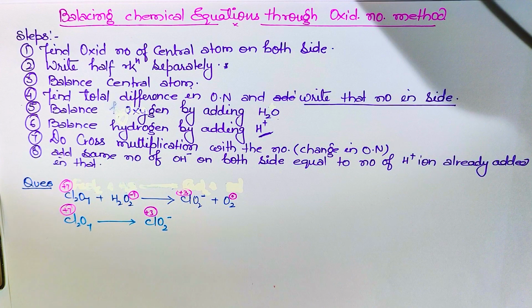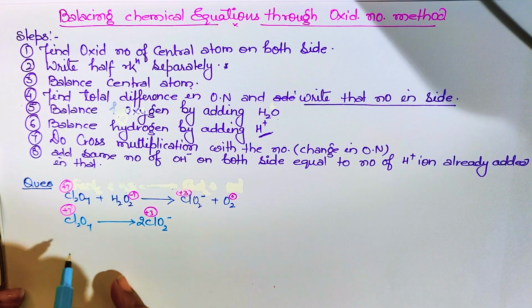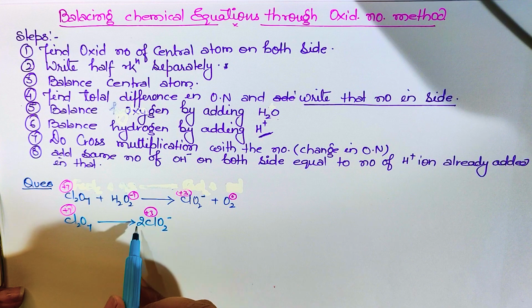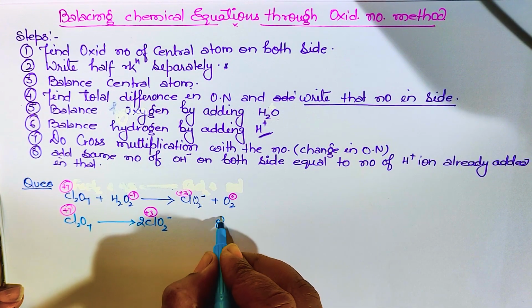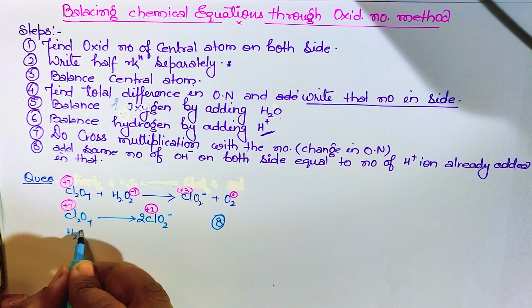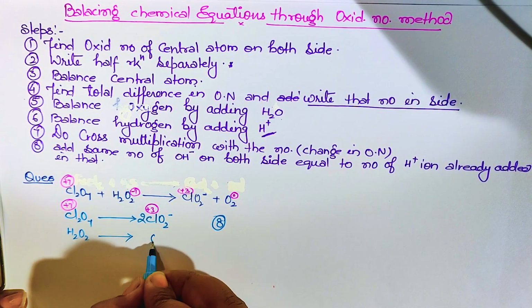So the next step is balance the central atom element. So 2Cl, that's why we will do that. And then the third step is find the differences. So 2 7s are 14, and here 2 3s are 6. So difference is of 8 electrons. So just write on this side. The next step is very same, H2O2, and that we will do with this O2.